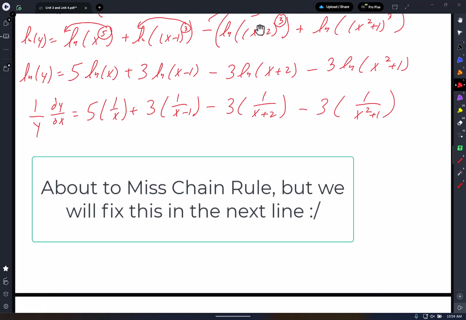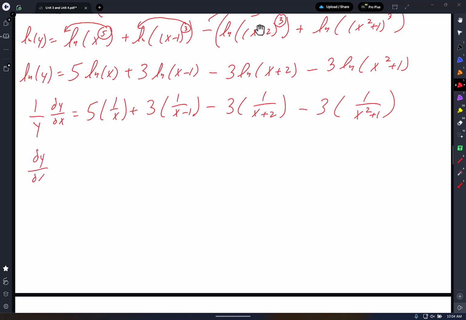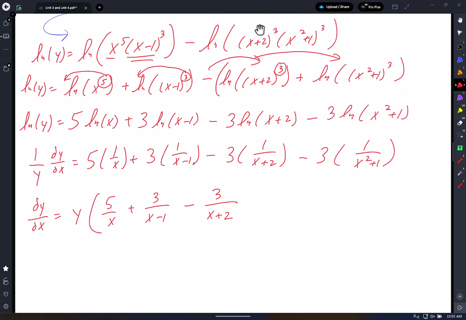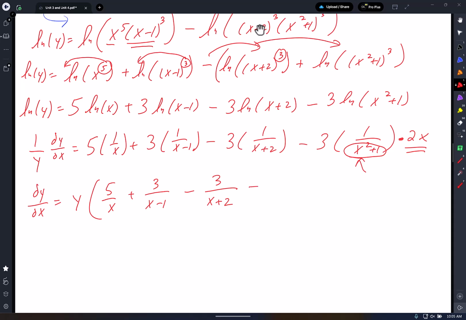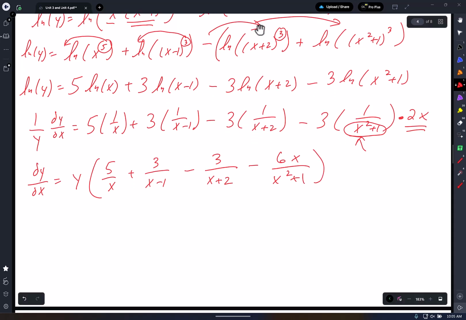Now I'm just going to multiply by y, so I'm going to have dy/dx equals y, giant parenthesis, 5 times 1 over x is just 5 over x, plus 3 over (x minus 1), minus 3 over (x plus 2). Ooh, did I forget something? I did. An error right here. This is x squared plus 1, so chain rule, 1 over (x squared plus 1) times 2x. So that's going to be minus 6x over (x squared plus 1). I think we took care of our mistake there.